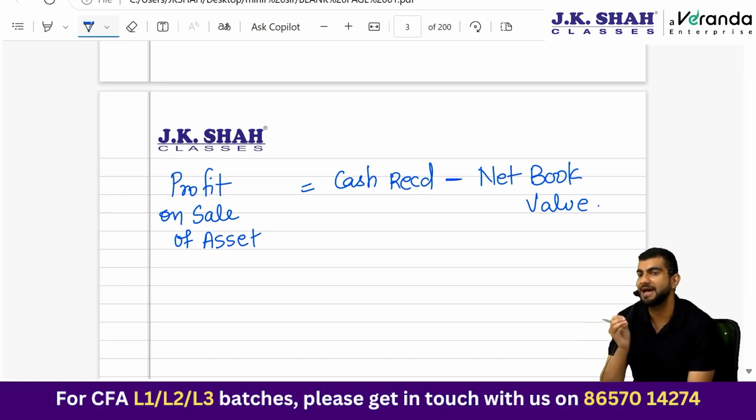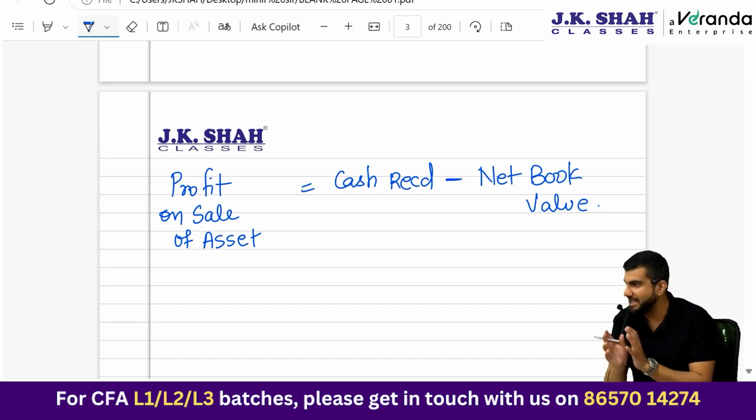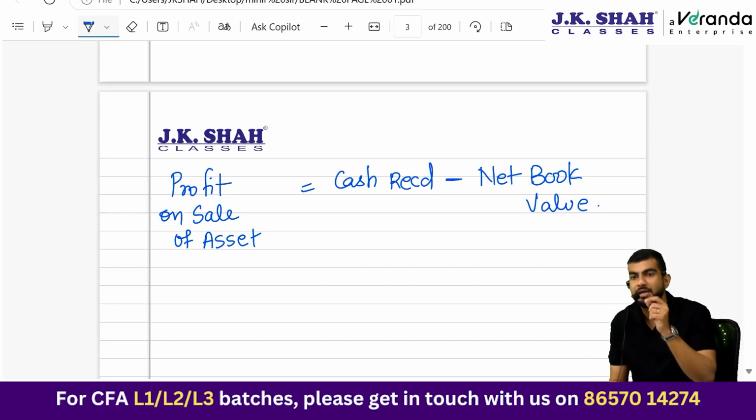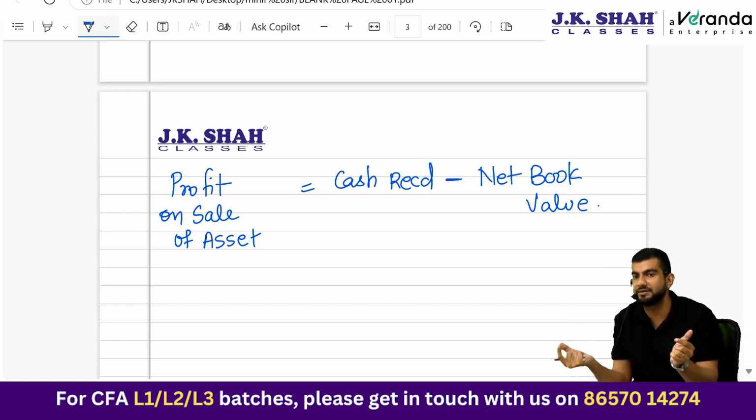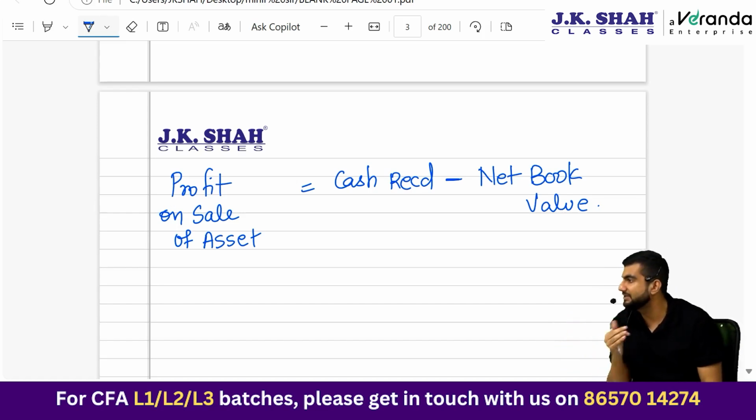But when it comes to direct method of operating cash flow, we do not do anything relating to depreciation. There it is simple cash to cash relation: cash received from customers minus cash paid to suppliers minus cash paid for wages minus cash paid for interest minus cash paid for taxes, and finally you get operating cash flow. The operating cash flow which you get by using direct and indirect method, is the final answer going to be same or different? Same, just the presentation method is different.